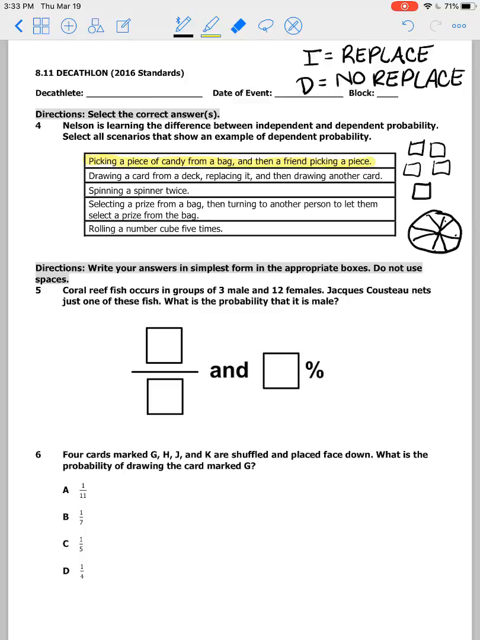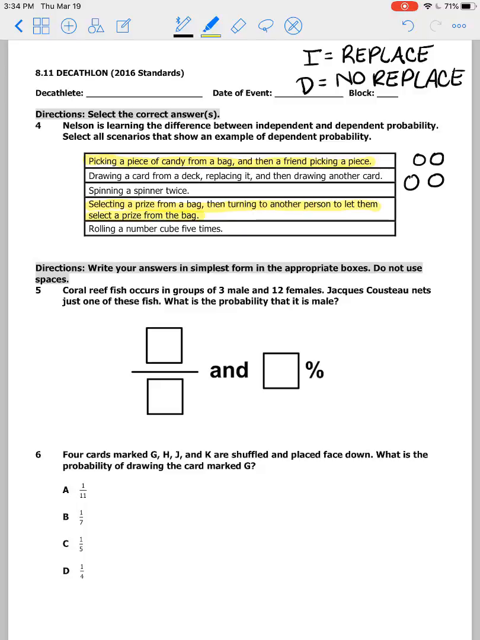Number 4, selecting a prize from a bag, then turning to another person to let them select a prize from the bag. So this is just like the candy. You have 5 prizes in the bag. You take one, and then you turn and let somebody else take a prize. Well, now that you've taken a prize out, there's one less for them to choose from, so their probability is different. So that is dependent.